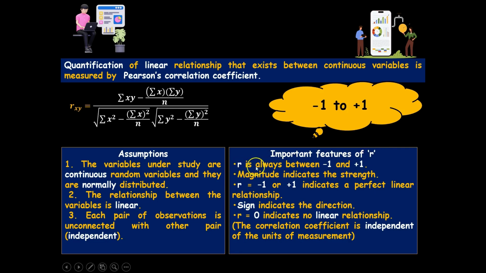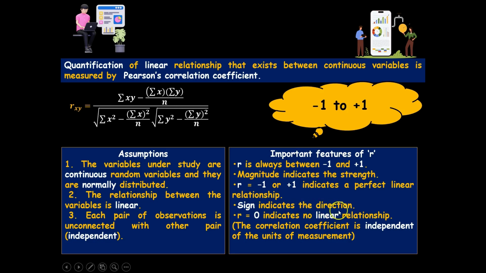R, or the correlation coefficient, is always between -1 and +1. Its magnitude indicates the strength. The more it tends toward positive one, the stronger the positive correlation, and in the case of negative, a strong negative correlation or linear relationship. -1 or +1 indicates a perfect linear relationship, a perfect negative correlation or a perfect positive correlation.